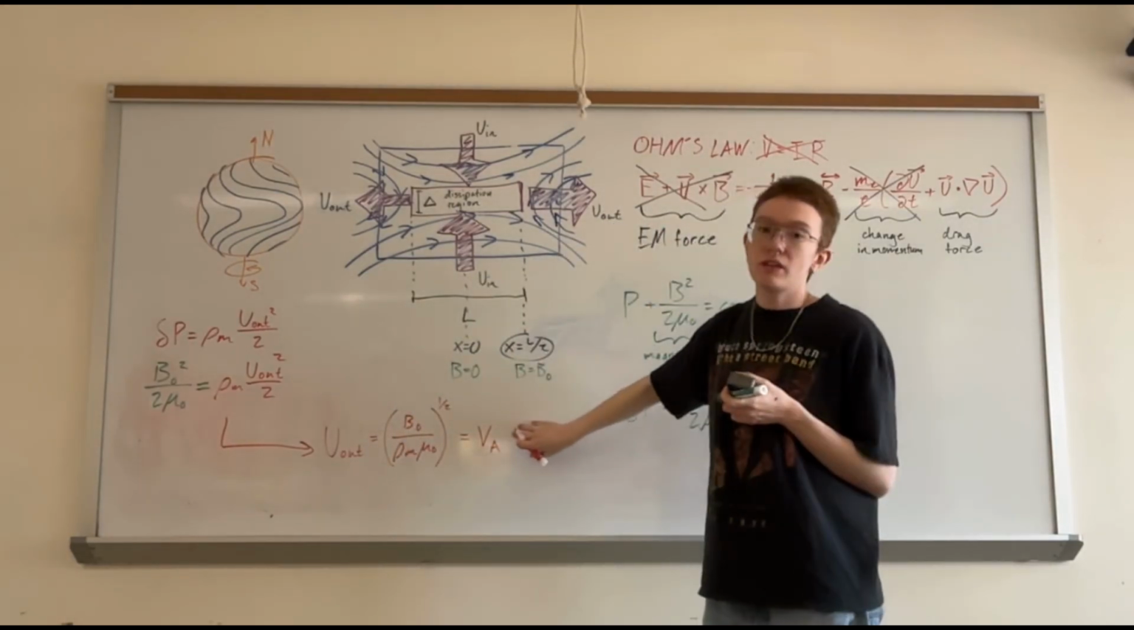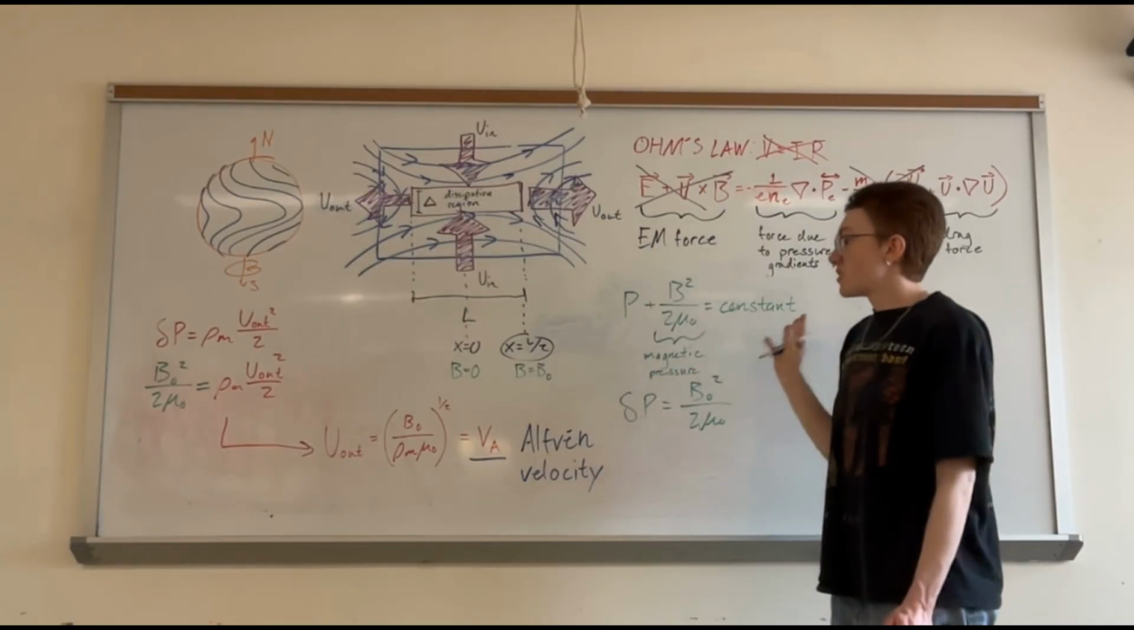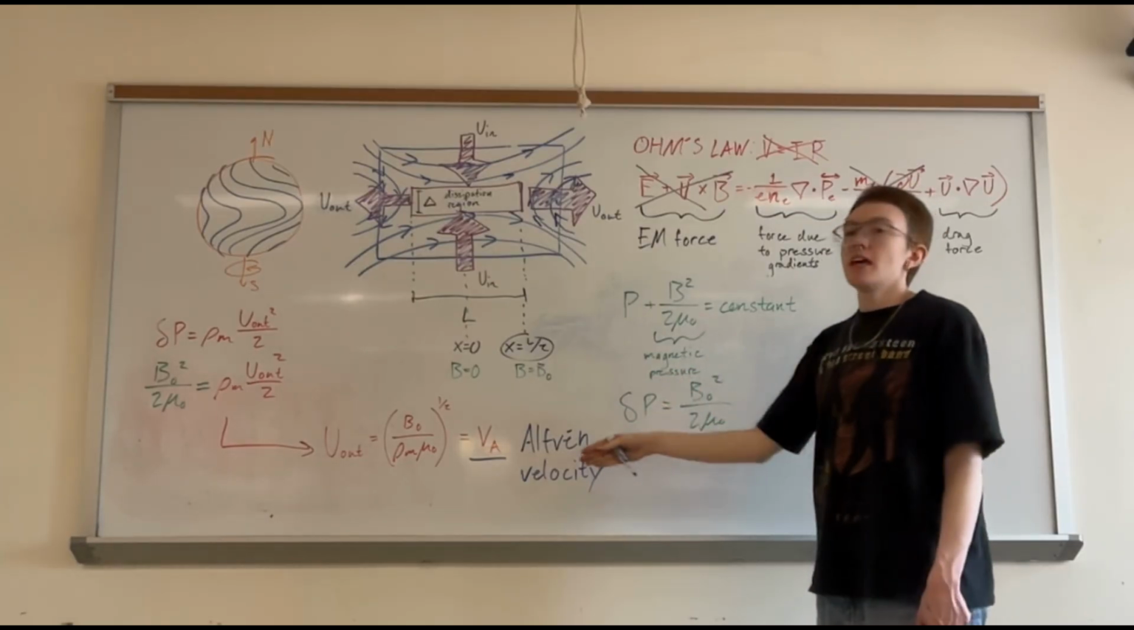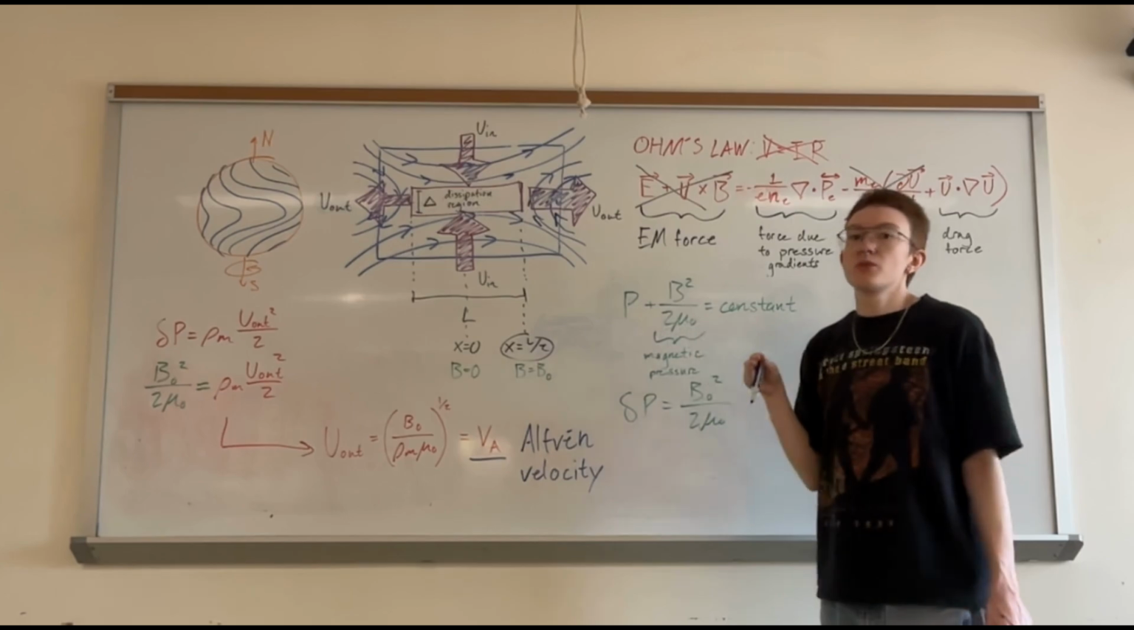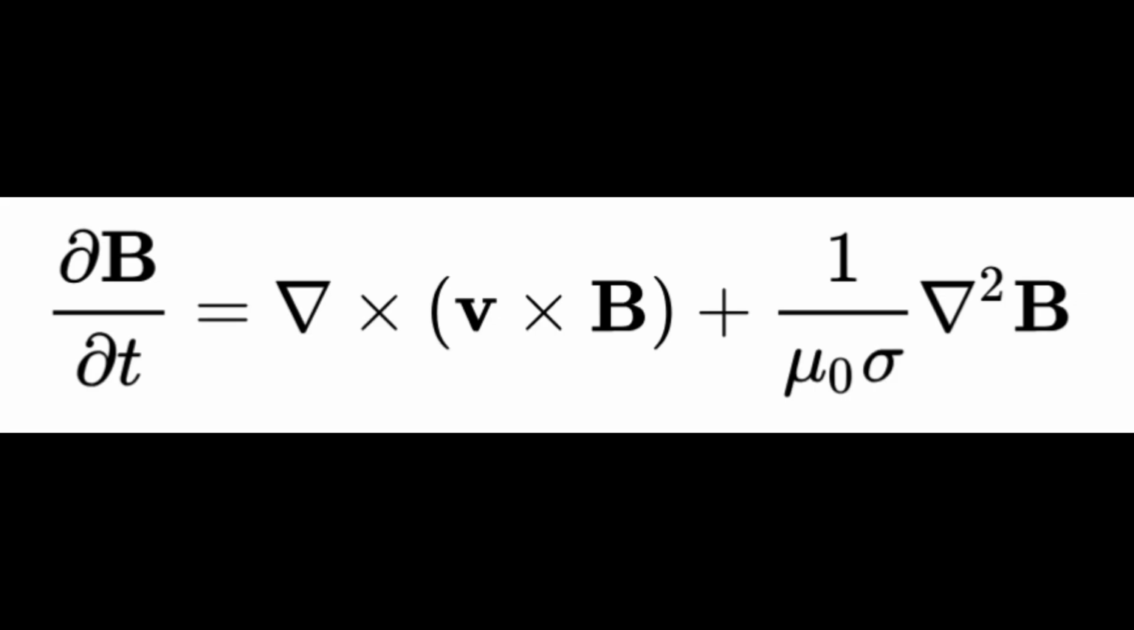what we call the Alfvén velocity. Now, it's okay if you don't know what that is right now. Basically, the Alfvén velocity is the velocity at which electromagnetic waves move through the fluid. What's happening here is that the energy stored in the magnetic field is converted into thermal and kinetic energy within the plasma, a process that can be described by the diffusion equation.